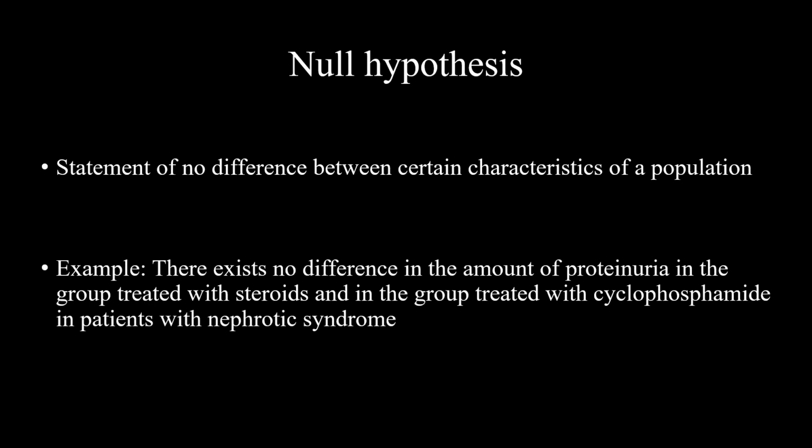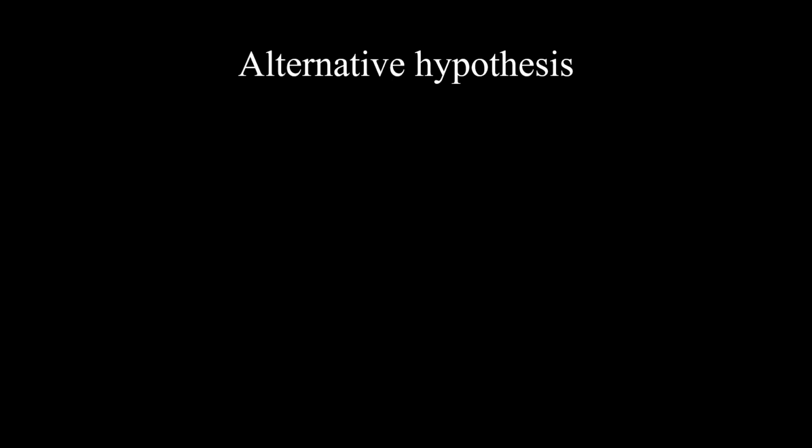For example, in an experiment designed to quantify proteinuria among two groups treated differently with steroids and with cyclophosphamide in patients with nephrotic syndrome, we may state the null hypothesis as there exists no difference in the amount of proteinuria in the group treated with steroids and in the group treated with cyclophosphamide in patients with nephrotic syndrome.